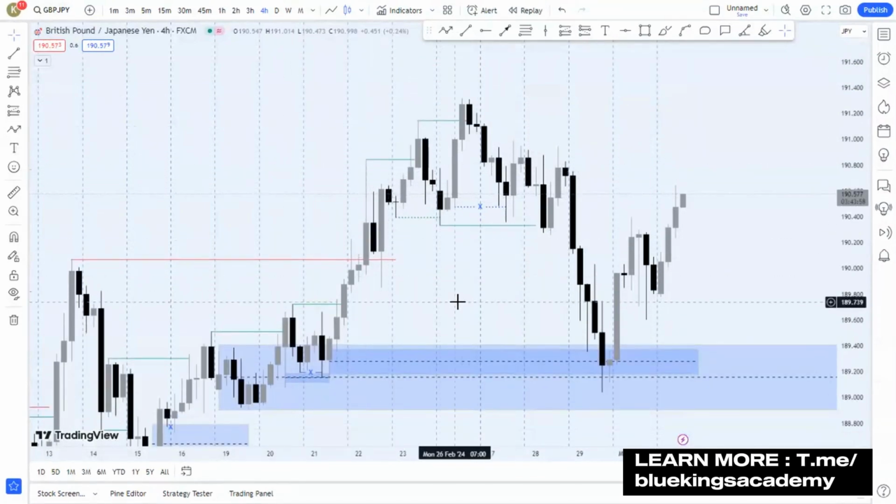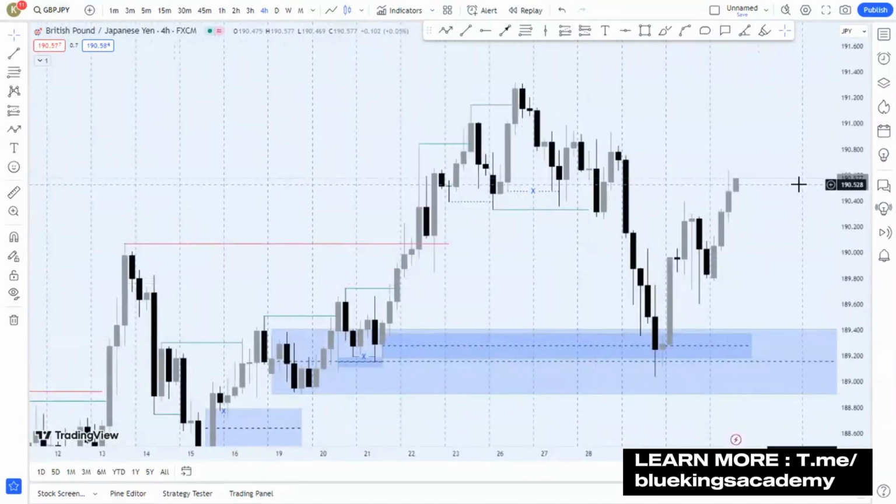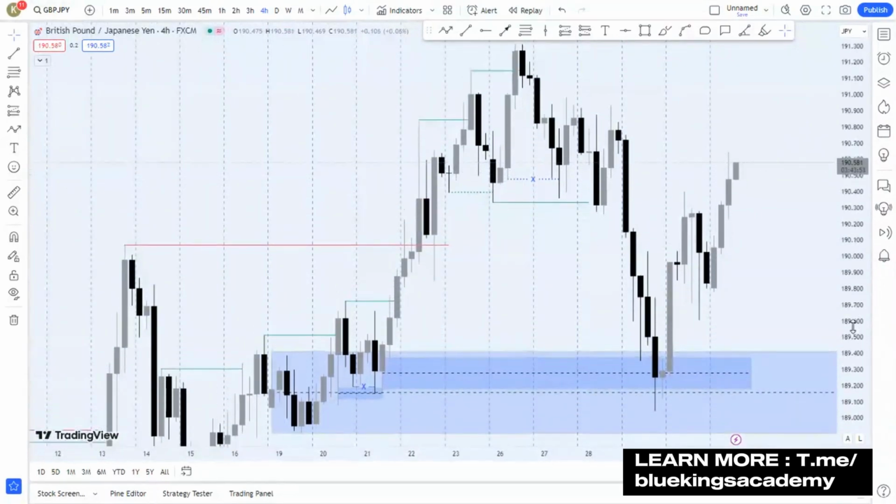Why am I calling this a fractal structure high? In case you want to find out, watch the market structure video in the description. That's going to help you understand fractal structure, internal and external. In case you don't know, go and watch that video. But if you understand already, this is a fractal structure high.